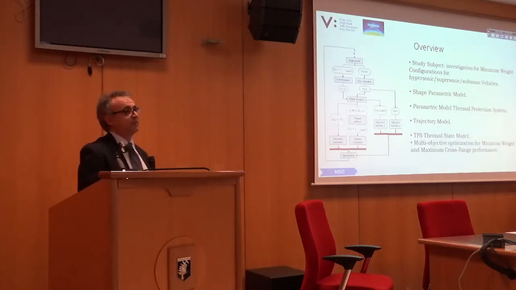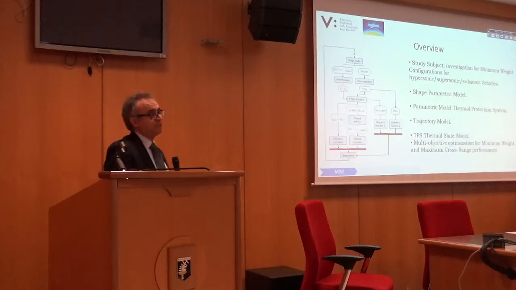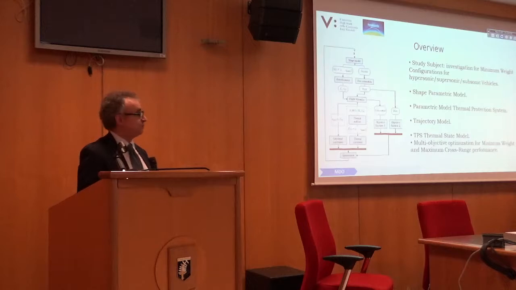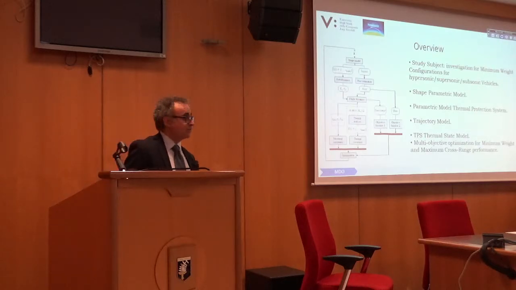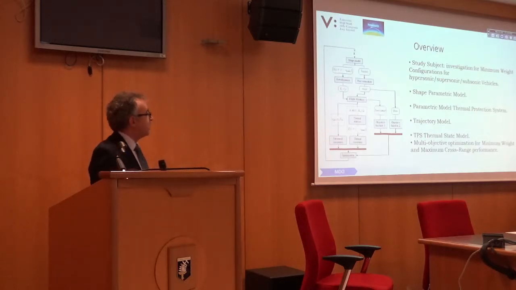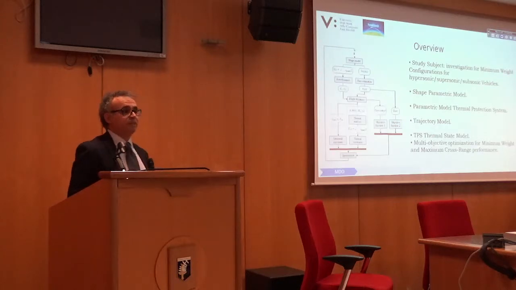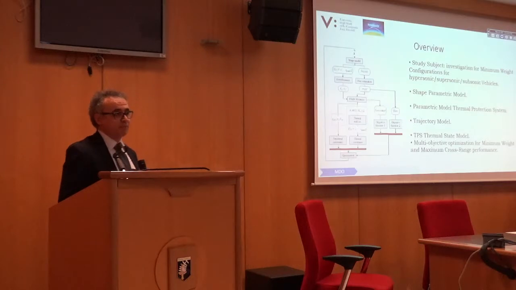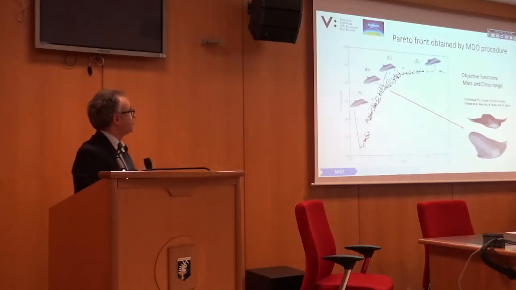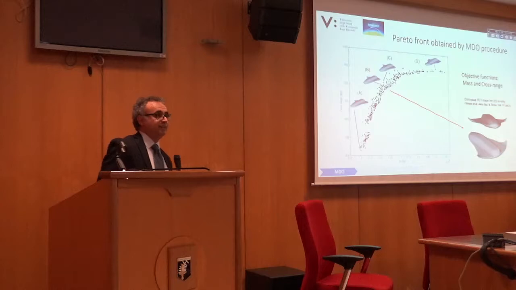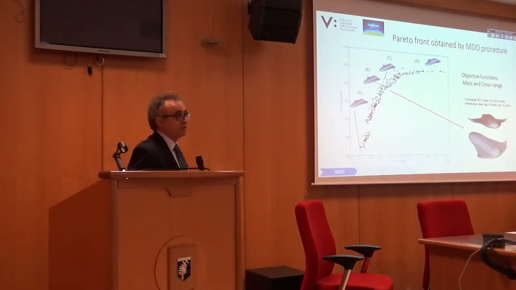So a classical design cycle where all disciplines are involved in terms of a multidisciplinary design optimization. We work on a shape parametric model, a parametric model for the thermal protection system, a trajectory model, and the thermal state of the thermal protection system for the design of this important subsystem, as you know. This is, for instance, an example of a Pareto front that we usually use for the optimization.